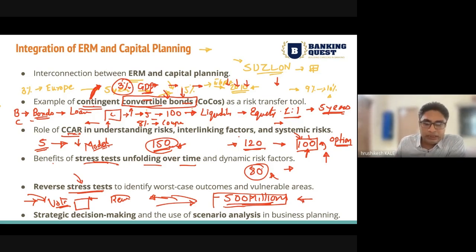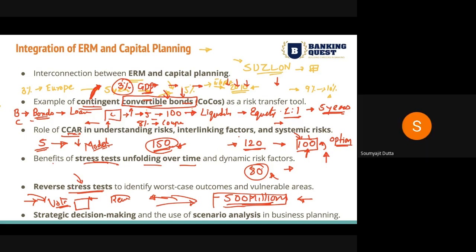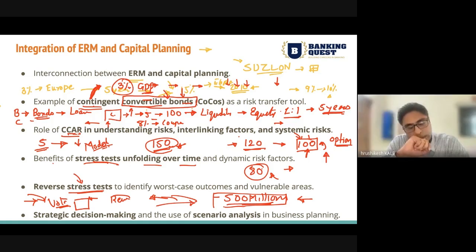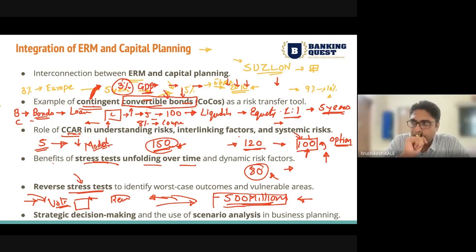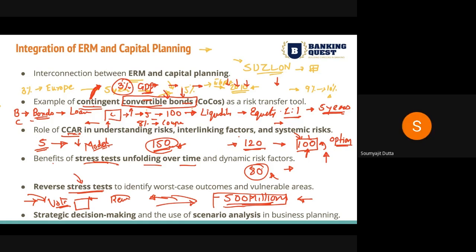Strategic decision making and use of scenario analysis. Whenever in the balance sheet, at the time of loan default provisioning, if we have provisioning that 1% of loans will default, and the money is like 100 crore for one financial year, so this is the reverse stress testing part.